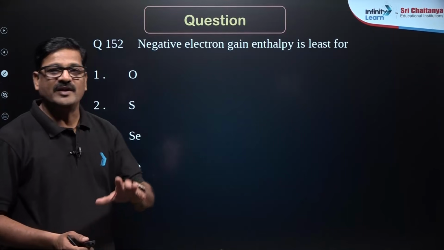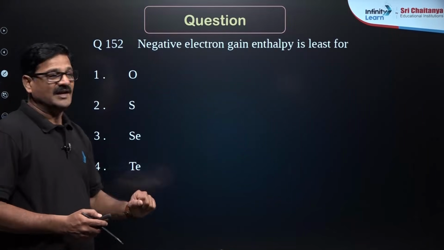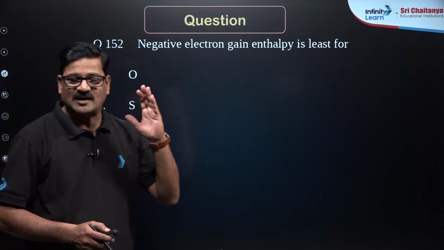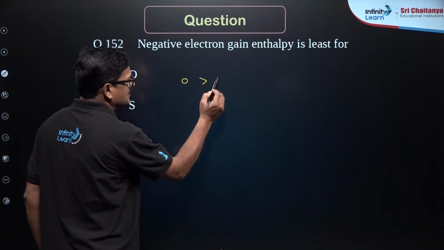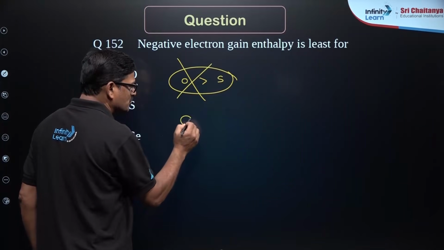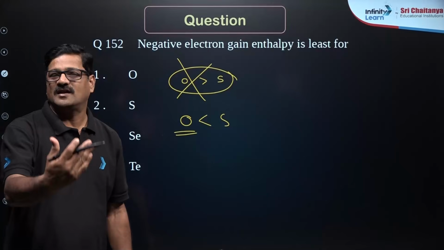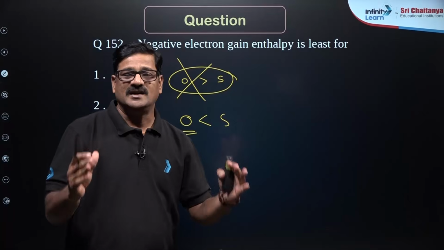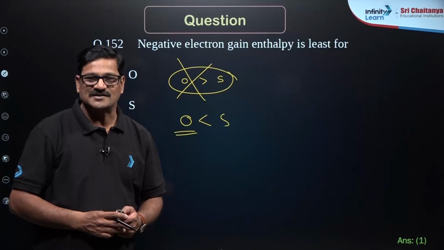Moving ahead, it is a periodic property. You can claim this question from periodic properties or group 16 elements. It is asking which negative electron gain enthalpy is least. Down the group, electron gain enthalpy decreases. So electron gain enthalpy of oxygen would be greater than sulfur, but there is an exception. Due to its very small size, oxygen has the least value in group 16, because the incoming electron experiences inter-electronic repulsion. So option 1 is the correct answer for this question.